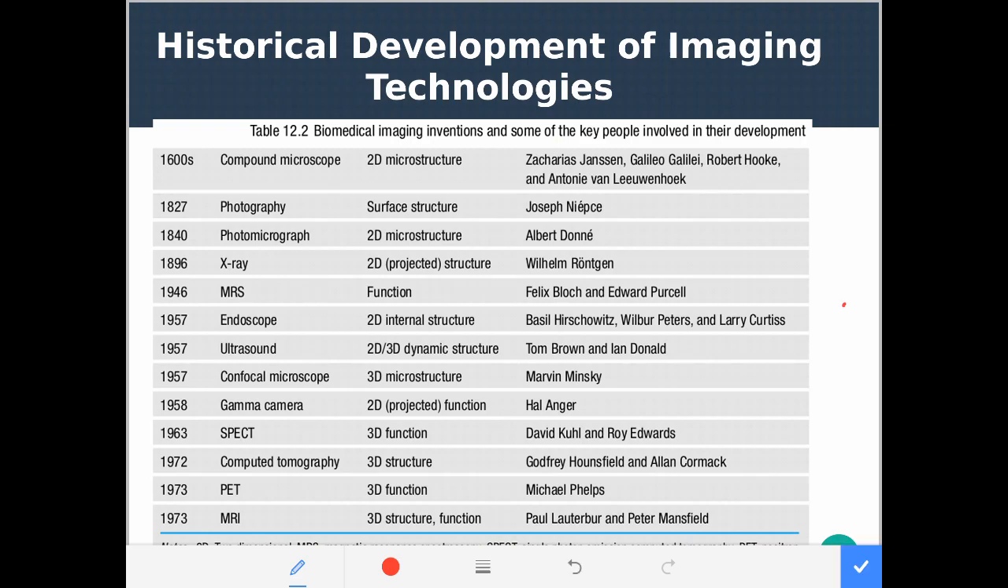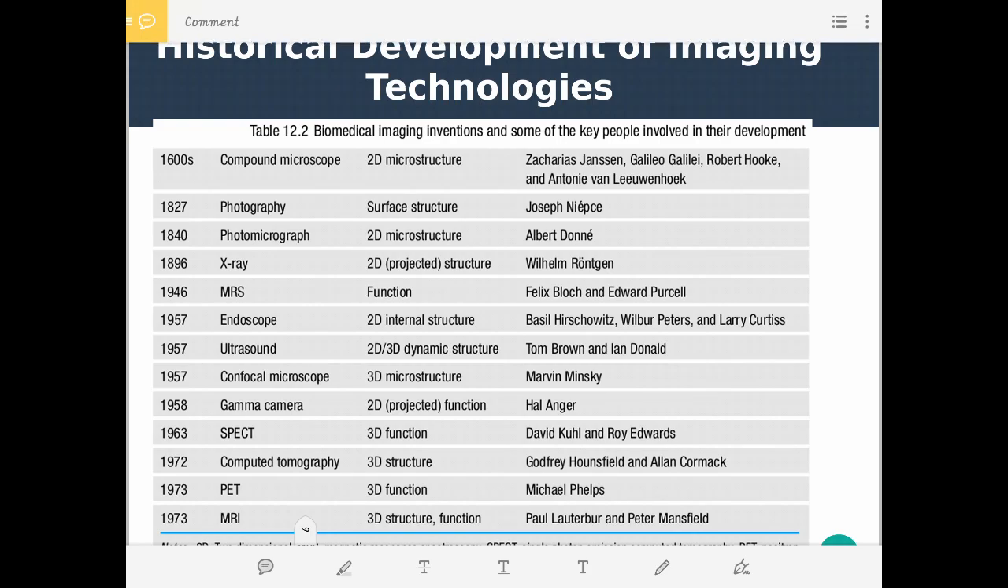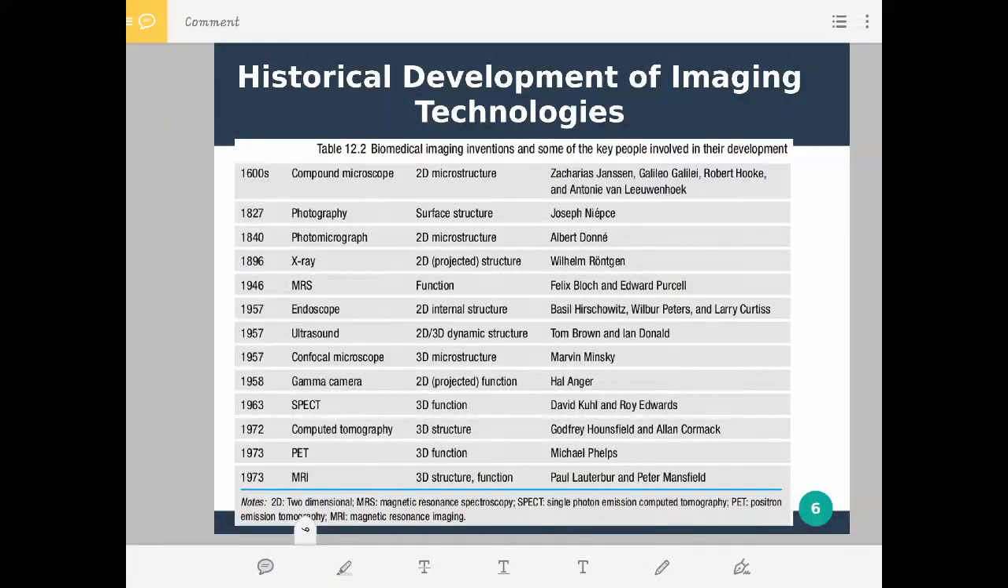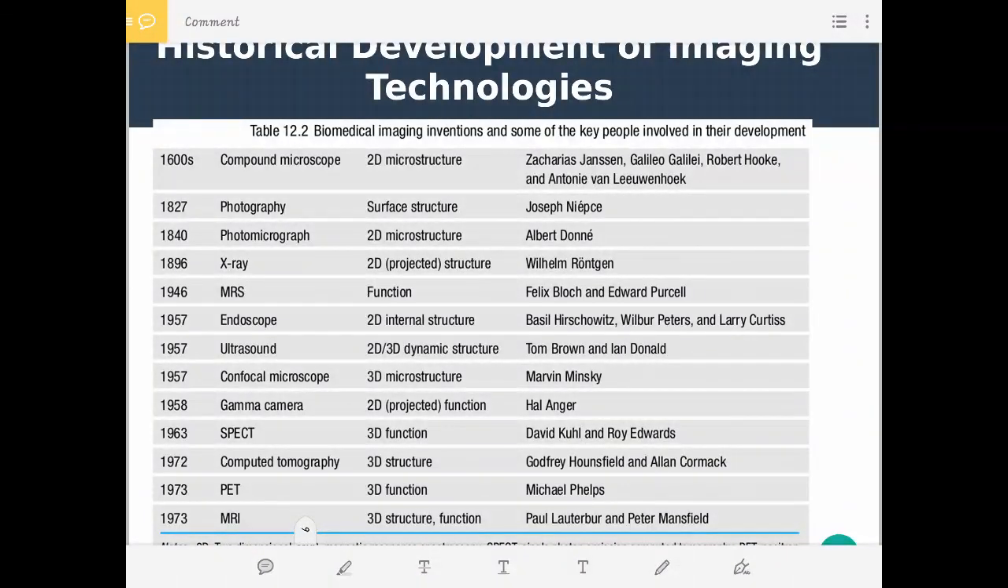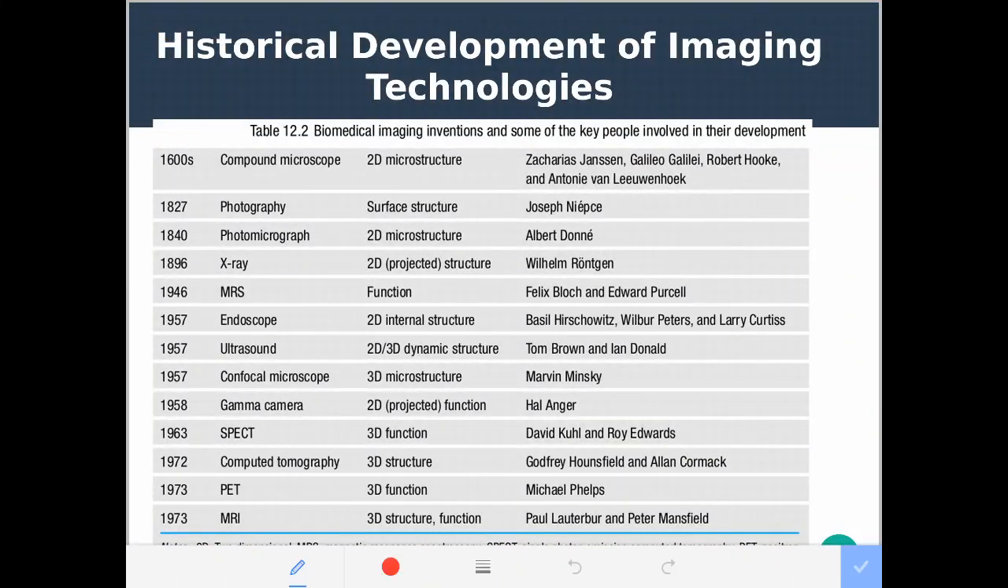Over time, you can see we have come a long way. From the 1600s, the compound microscope was the peak of technology at that time, whereas now it's just one of the basic instruments in a high school laboratory. So you have your compound microscope, and then of course the advent of photography in 1827.